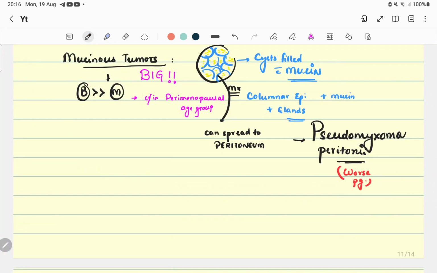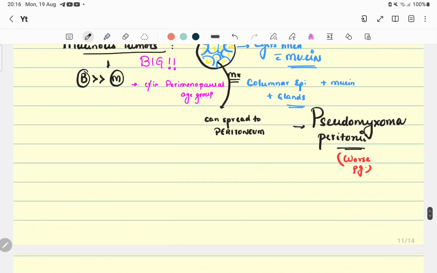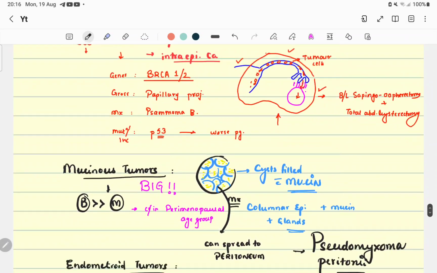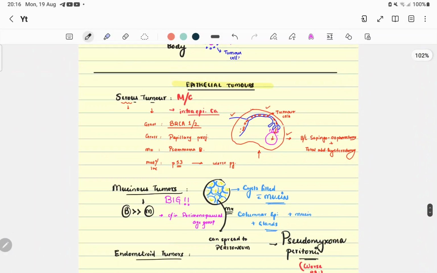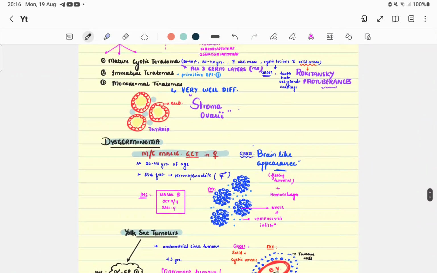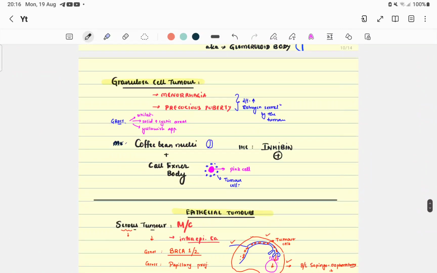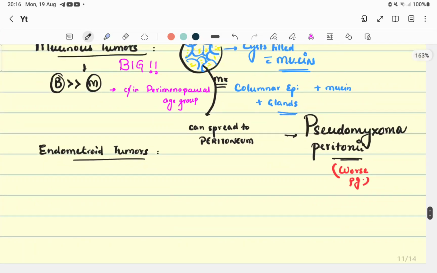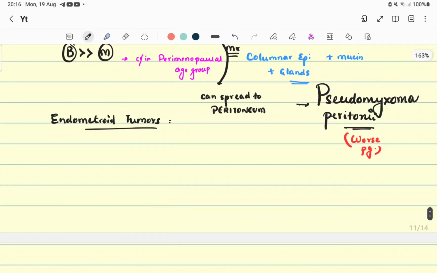And now let's come to endometrioid tumors. Let's come to endometrioid tumors. Okay, today's notes are looking very good, right? Yeah, I don't know how we're finding, but it's looking good.